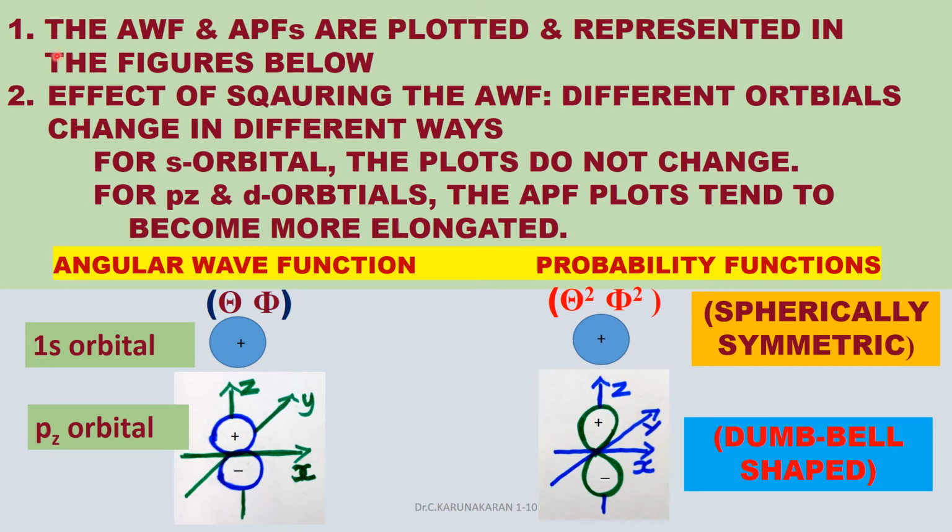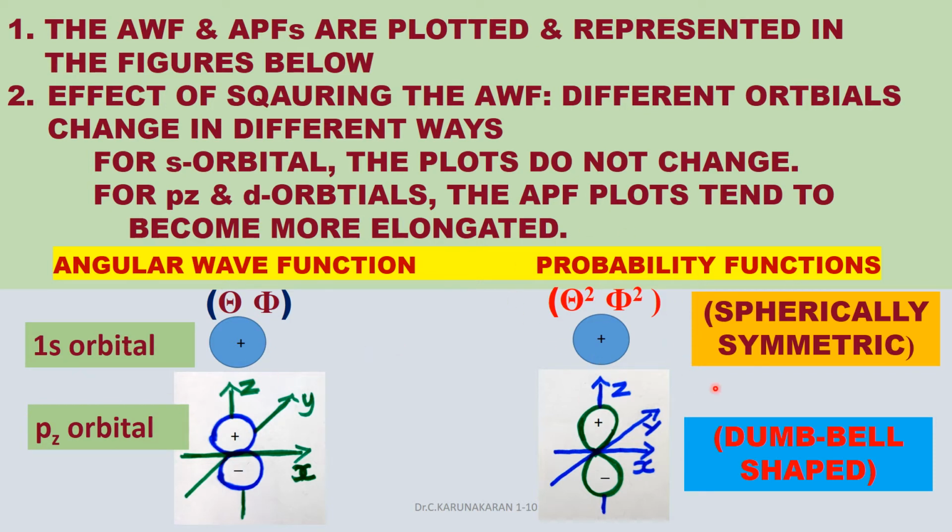The mathematical angular wave functions and the angular probability functions are then plotted and are shown in the figures. The probability functions are obtained by squaring the angular wave function. What is the effect of squaring the angular wave function? Different orbitals change in different ways on squaring. For the 1s orbital, on squaring the angular wave function, the plots of angular probability functions do not change.